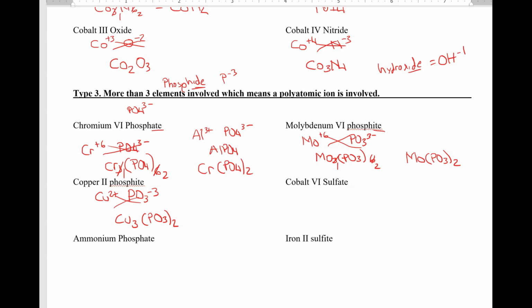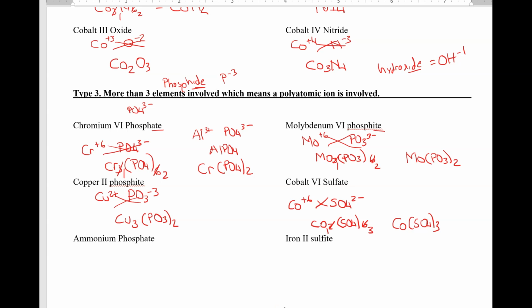All right, cobalt 6, so Co positive 6, sulfate, SO4 negative 2, crisscross, Co2, SO4, 6, reduce. 2 and 2 goes once, 6 goes 3 times, so you end up with Co, SO4, 3.